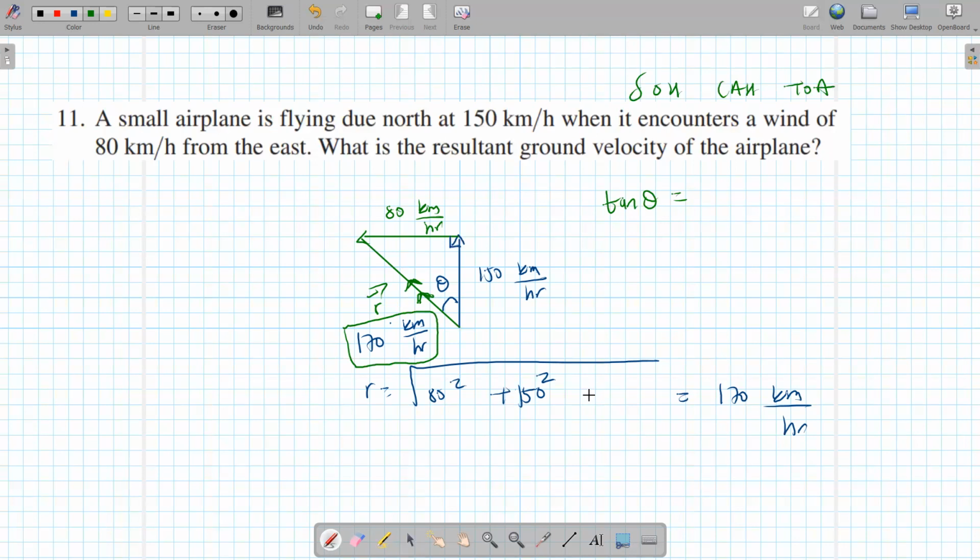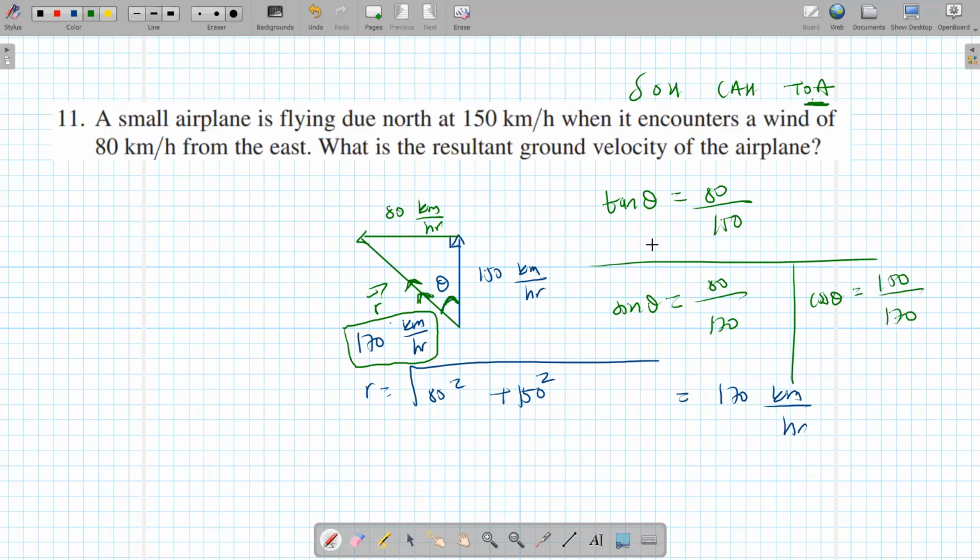It's going to be something over something. What's the opposite side? Because tan is opposite over adjacent, TOA. If you're using tan, it's going to be opposite over the adjacent: 80 over 150. If you do 80 over 170, that would be sine, opposite over the hypotenuse. If you do 150 over 170, that would be cosine.